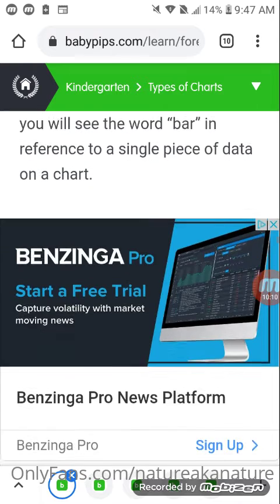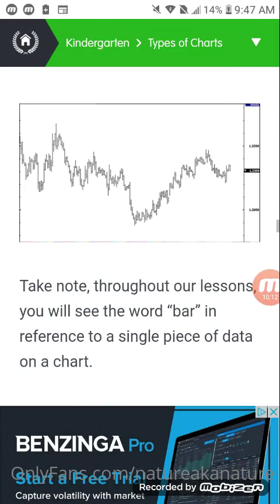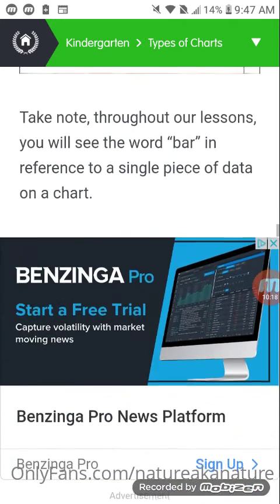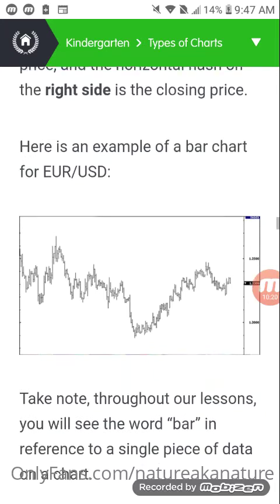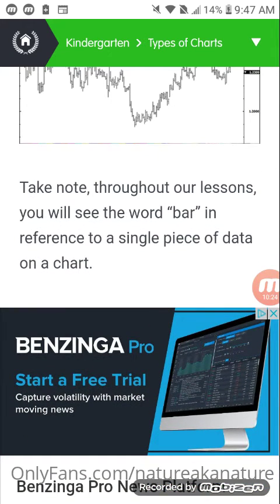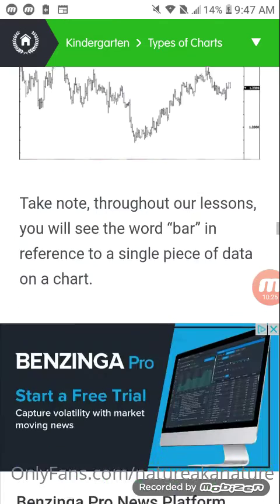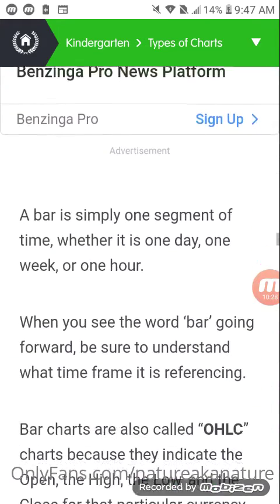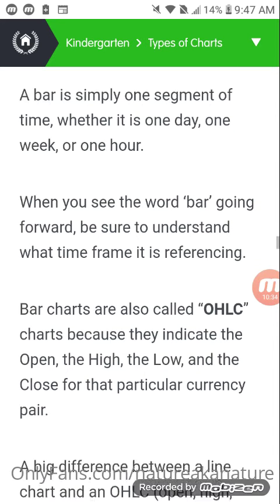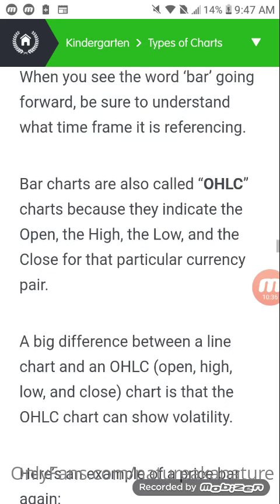The easiest chart to use, however, is the Japanese candlestick chart. So that's all we're going to use, the Japanese candlestick chart. But it's good to know that information. Information is everything, so take notes. Throughout our lesson, you will see the word bar in reference to a single piece of data on the chart. A bar is simply one segment of time, whether it's 1 day, 1 week, or 1 hour. When you see the word bar going forward, be sure to understand what time frame it is referring to.